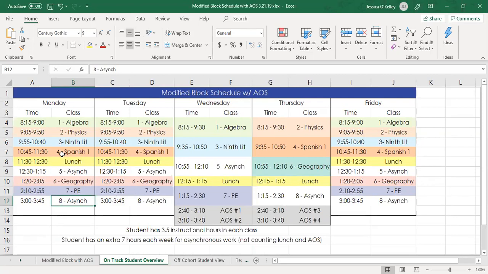So the schedule is the same Monday, Tuesday. And then on Wednesday, this kid only has their odd classes. So they have 1st, 3rd, nothing for 5th, and a lunch break. So that's a nice chunk in the middle of the day. And then they have their PE at the end of the day. Thursday, they have those even classes. So on Thursday, this kiddo is actually done with class by 12:10. So that's what it looks like for an on-cohort student.